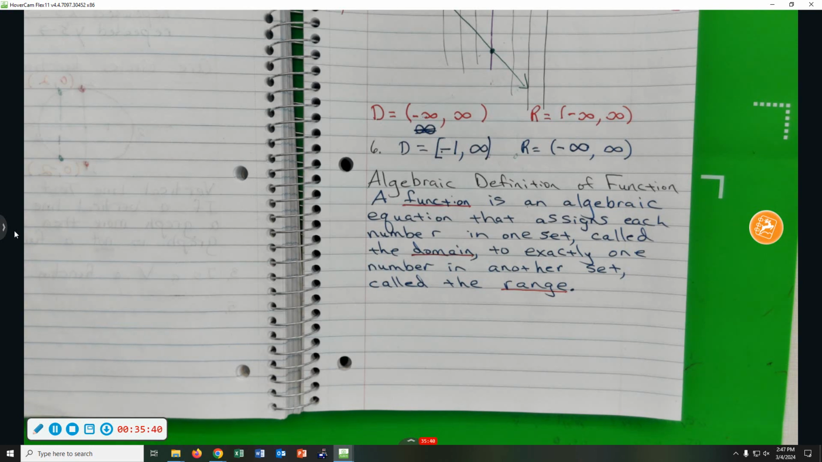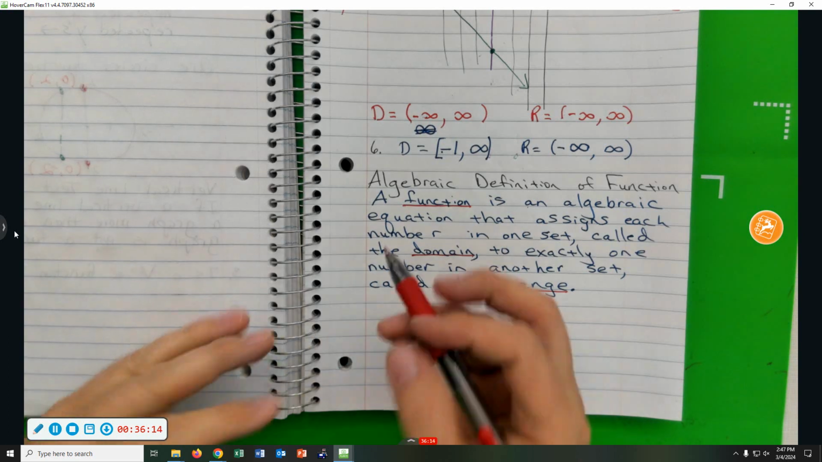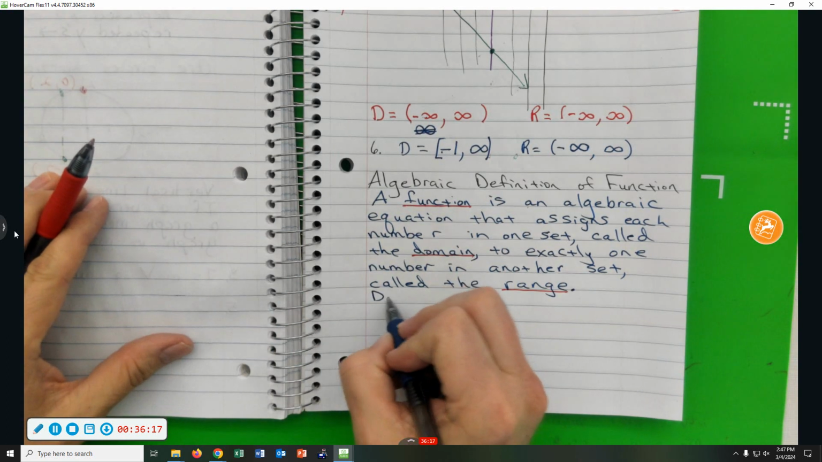A function is an algebraic equation. Well, I know what an equation is. An equation has to have an equal. 1 plus 2 equals 3 is an equation, but it's not an algebraic equation. What does it have to have in it to be algebraic? When did you switch from arithmetic to algebra? Be more specific. Okay, letters. When letters started appearing in the math problem, that's when you switched from arithmetic to algebra.